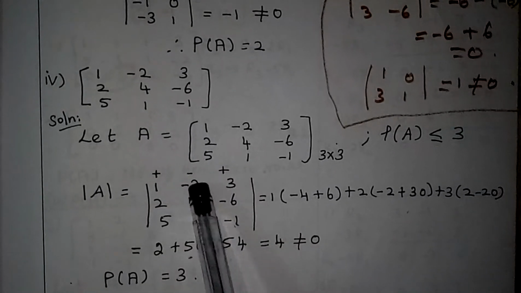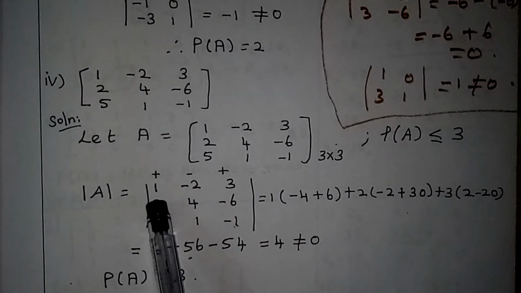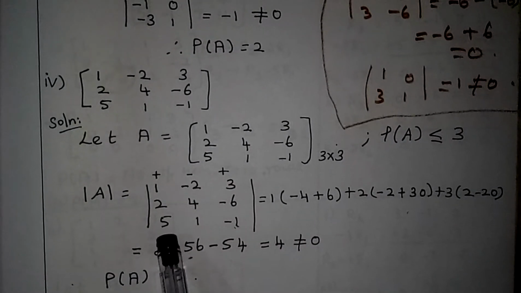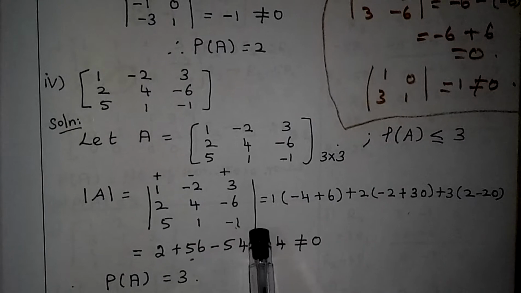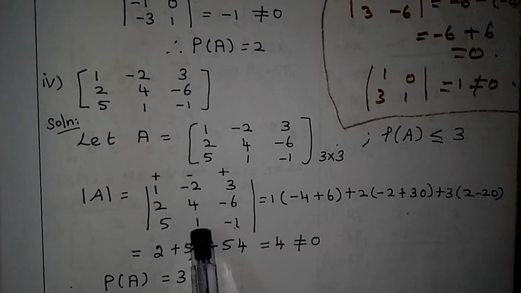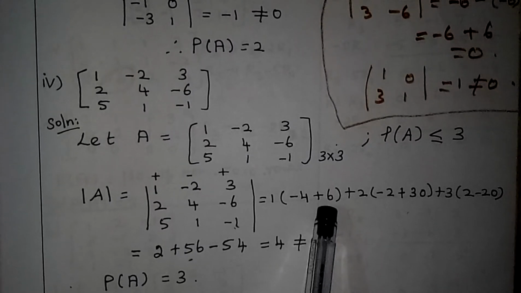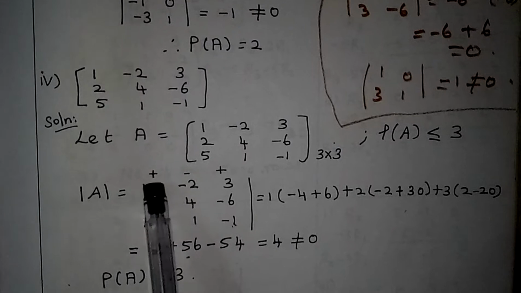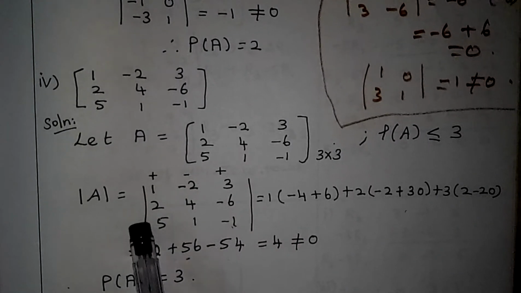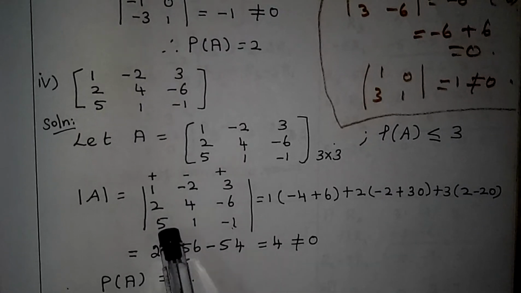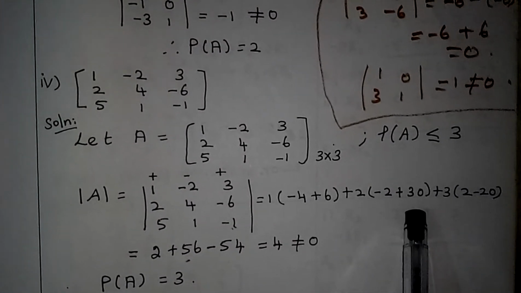So put plus minus plus. So plus, along with that take this number 1. Then leave this first row and first column. So determinant of this you will get. It is what? 4 into minus 1 is minus 4 minus minus 6. So it will become plus 6. Then minus of minus 2, it will become plus 2. Leave the first row and second column. So these two values you will get. 2 into minus 1 minus 2, minus of minus 30, it will be plus 30.